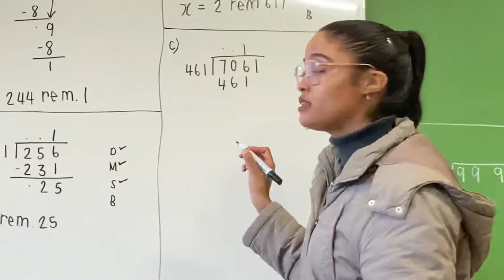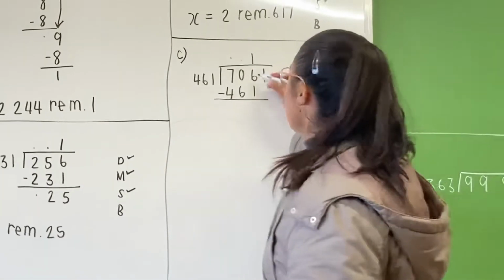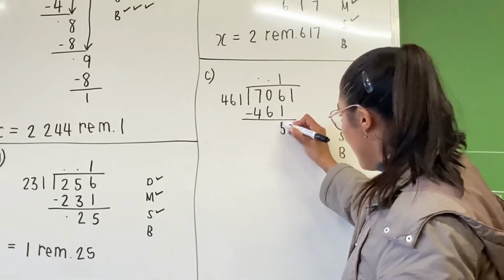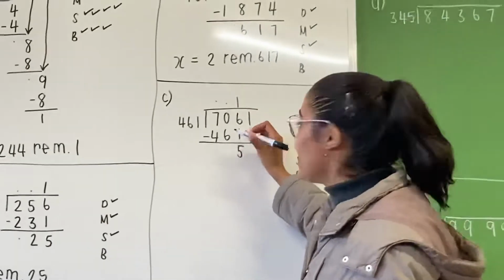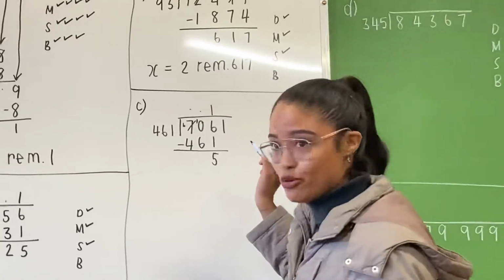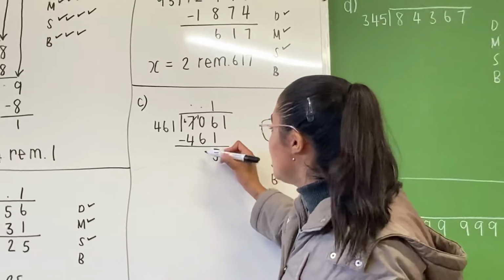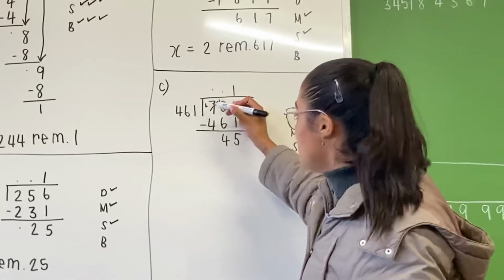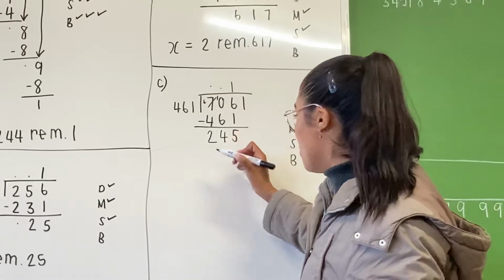Now I subtract. 6 minus 1 is 5. 0 minus 6 I cannot say, so I go take 1. 6 is left. The one that I took, I put there. 10 minus 6 is 4. 6 minus 4 is 2.